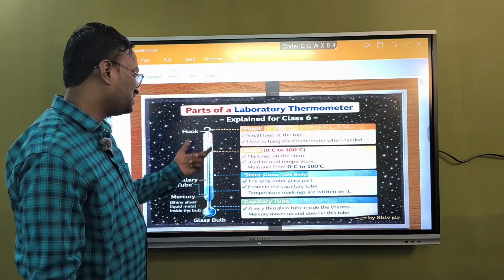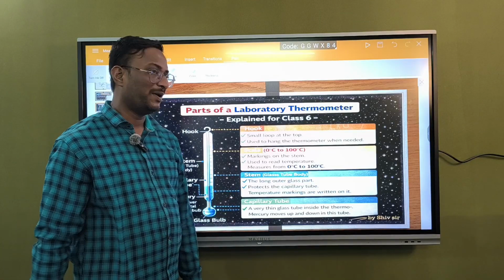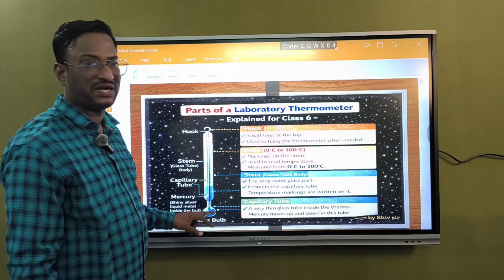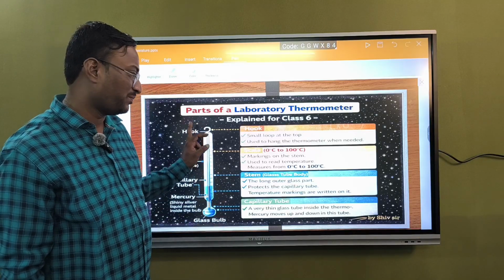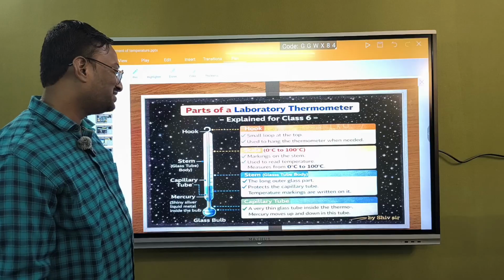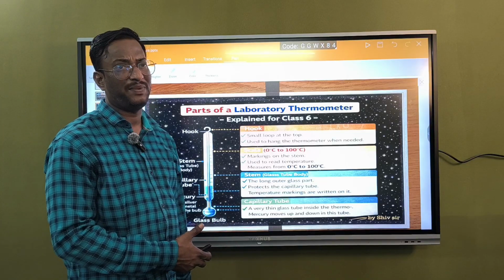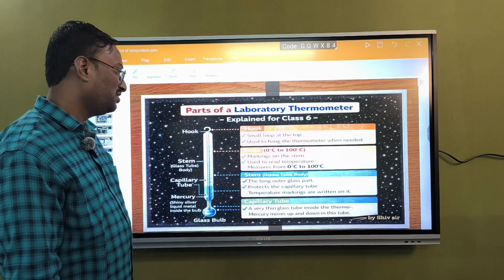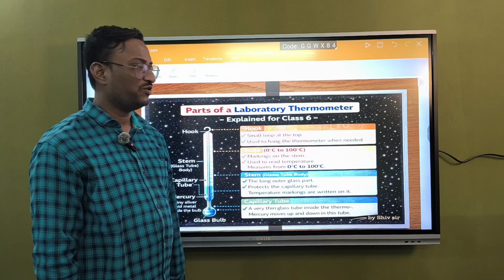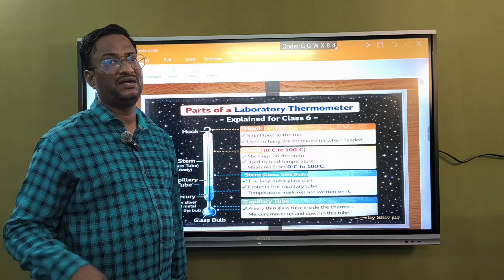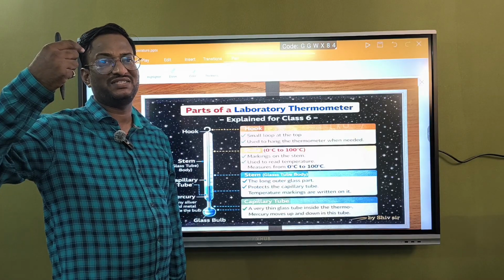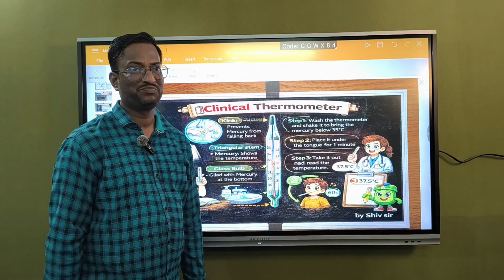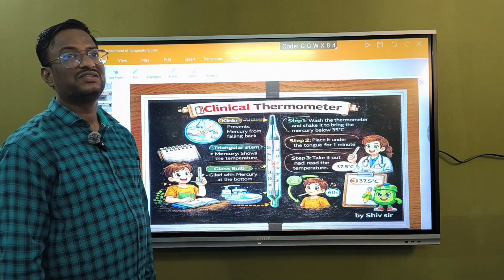Next, the stem is nothing but a glass tube, the long outer part, and it protects the capillary tube. The temperature markings are written on this particular capillary tube. Temperature marks have been done. So what is a capillary tube? We already studied this capillary tube in our chemistry chapter. It's just a small tube-like structure inside the thermometer where the mercury moves to and fro, that is, up and down. If the temperature increases, the mercury level increases, and if the temperature decreases, the mercury level is going to decrease. The next topic is the clinical thermometer.